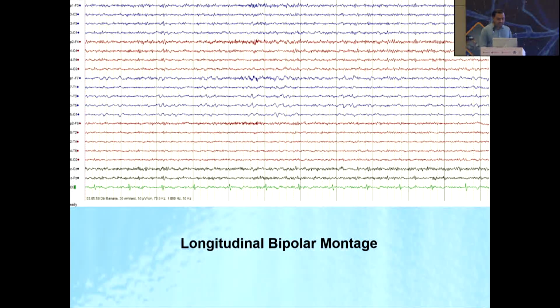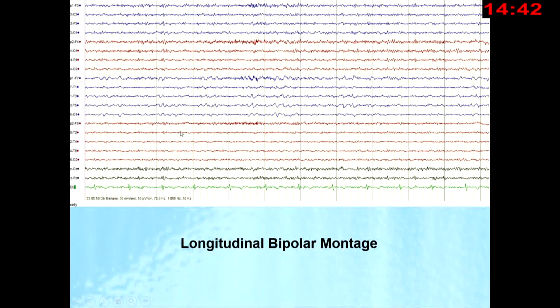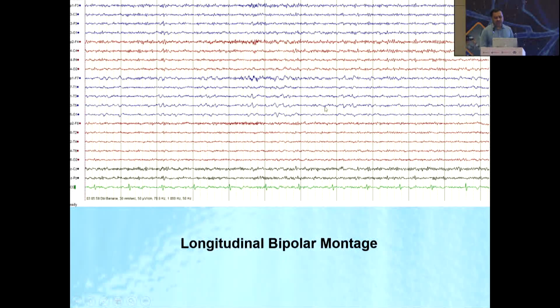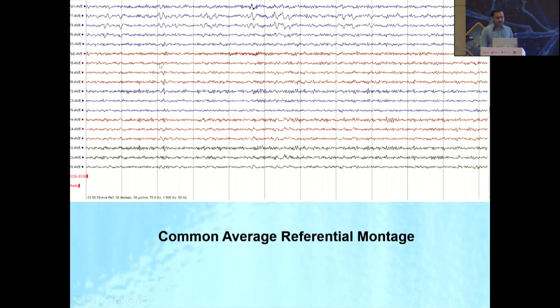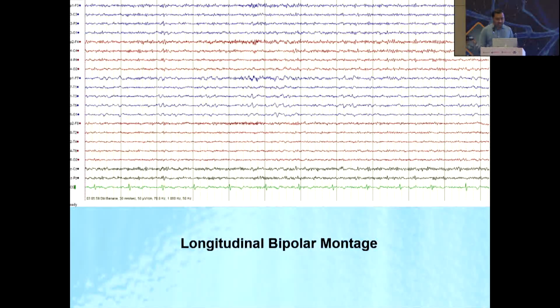How these different montages work, I'll give you some examples. This is a bipolar montage, left, right. If you look carefully, there are probably small spikes which you can see in the left temporal. You may not be very sure. There is some slowing on the left temporal, probably a spike. So this is in the bipolar montage. Now in the referential or common average montage, you can immediately make out that the amplitude is higher and the spike is more prominent.